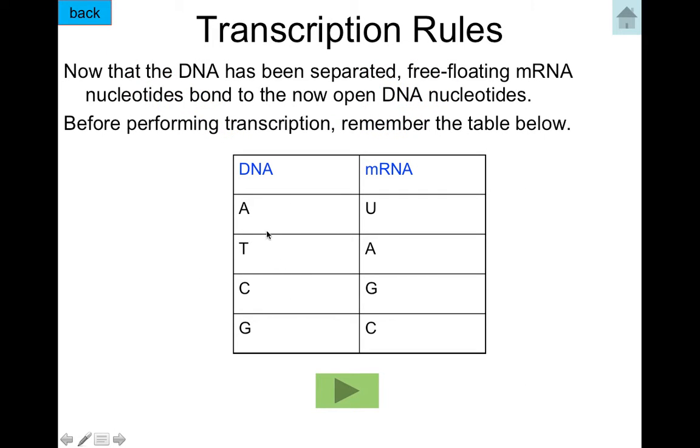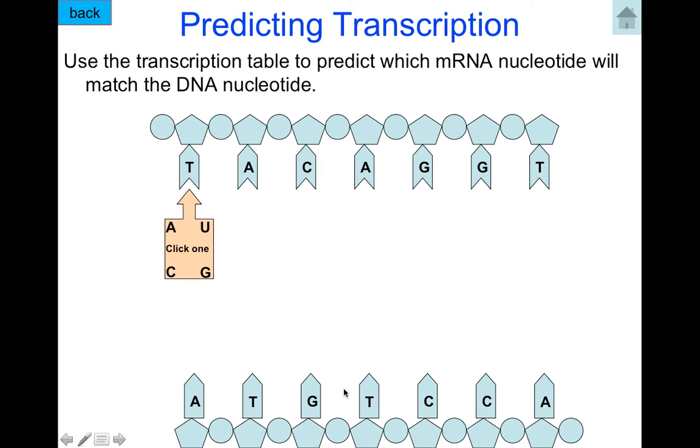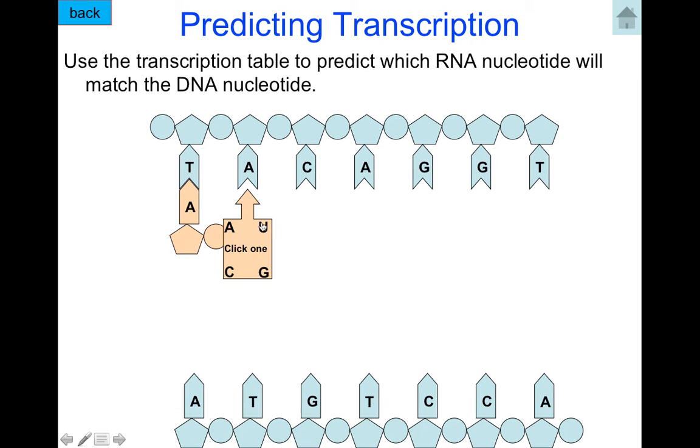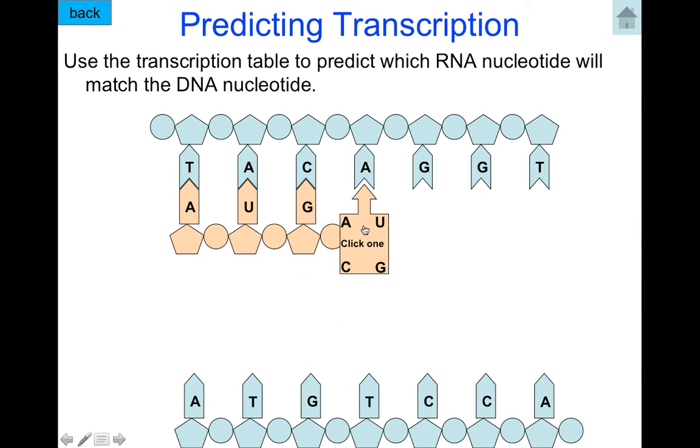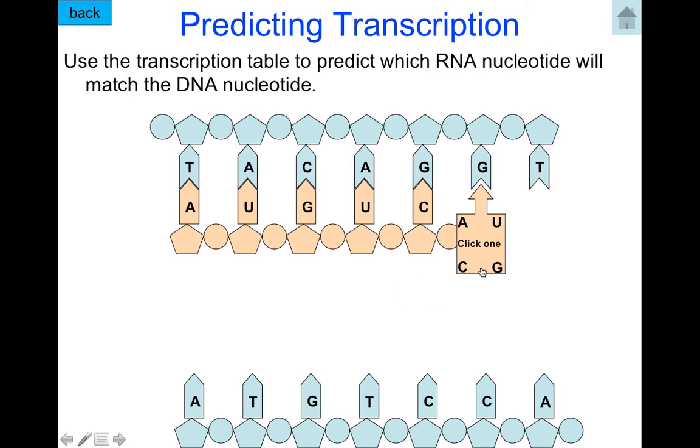So friendly reminders. A will go with U, T with A, C with G, G with C, no problem there. Now, if we have a T, we know that's got to be an A. If it's an A, we know it's got to be a U. C must be with G. A, well, A was with U, so it's still going to be with U. G, well, better be C. And if that's G, we better find a C. And of course, if that's T, we better find A.